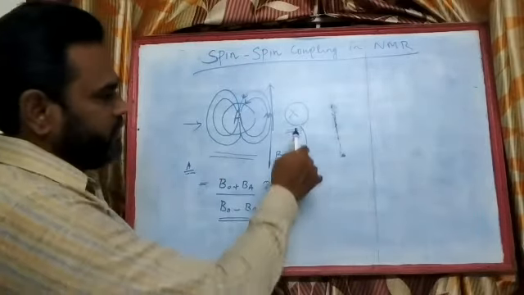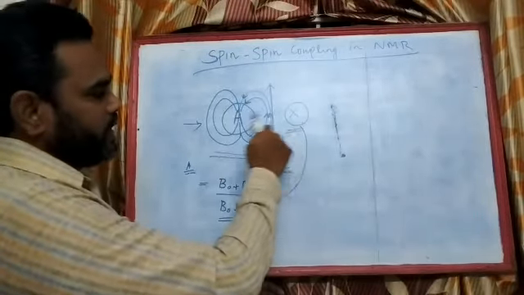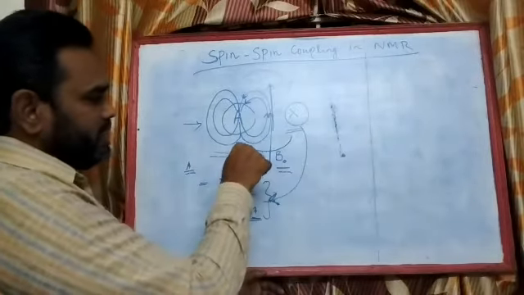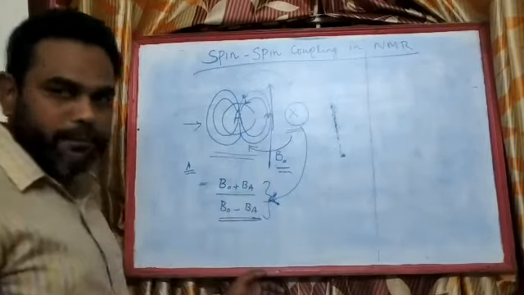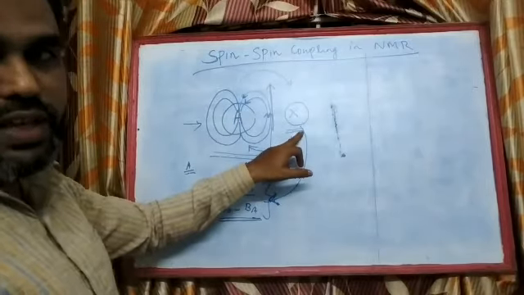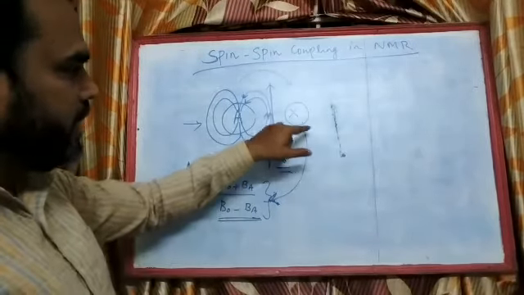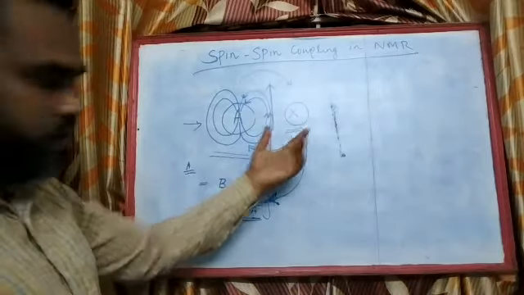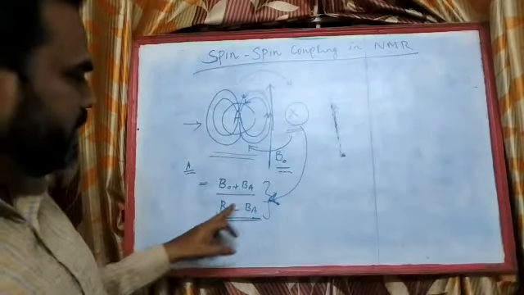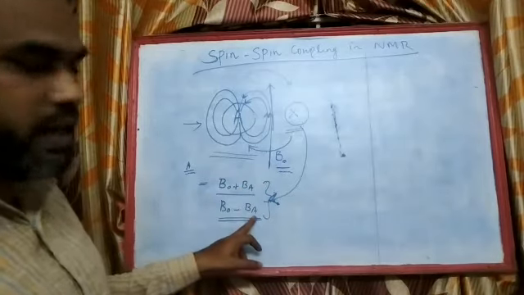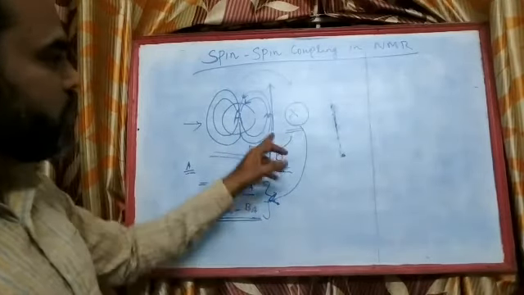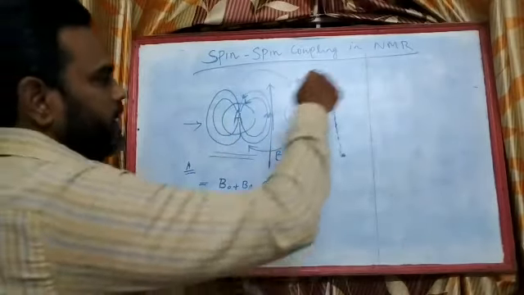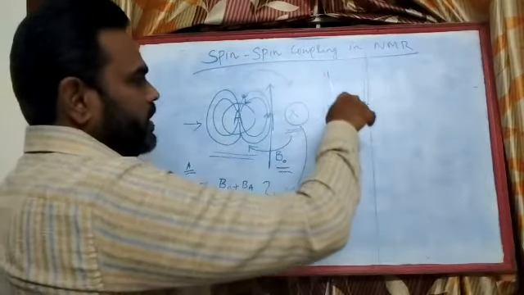In the first case, we have seen the influence of A over X. Now, let us see the influence of X over A. The situation of X will also be the same. It will have two types of magnetic field: when it reinforces, B0 plus Bx, and when it opposes, B0 minus Bx. As a result, both the magnetic nuclei will be split into two.